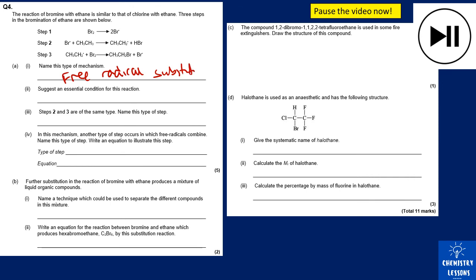Free radical substitution. An essential condition is UV light. Again, we've seen that mentioned a few times. Steps 2 and 3 are the same type. What type? Right, let's have a look at steps 2 and 3. We've got a free radical with a non-free radical producing a free radical and a non-free radical. And we've got the same in step 3. So that's a propagation.